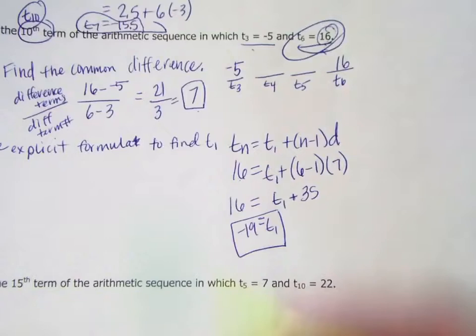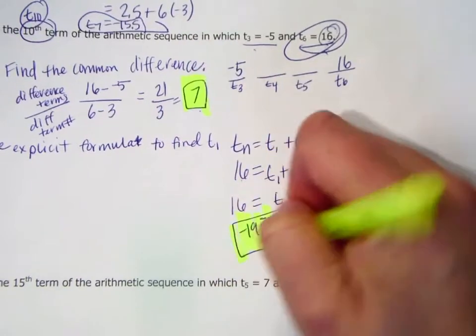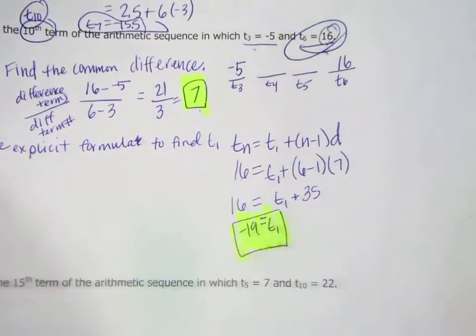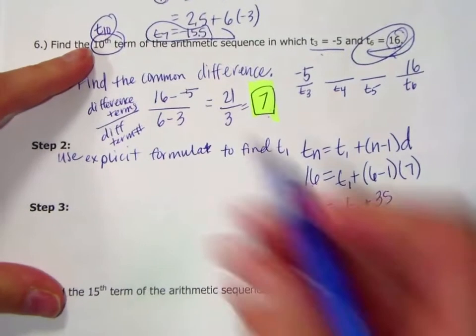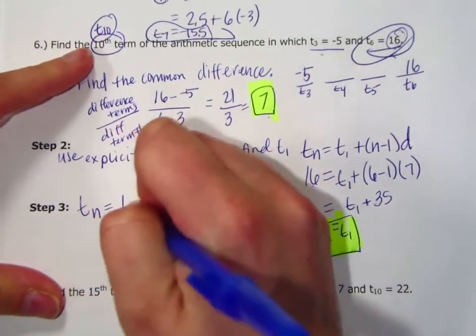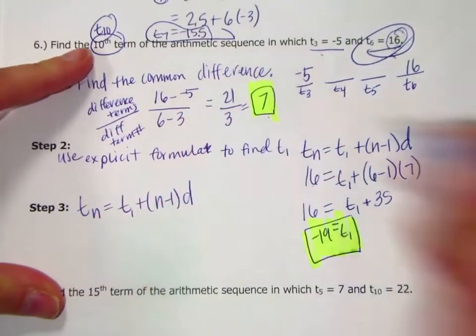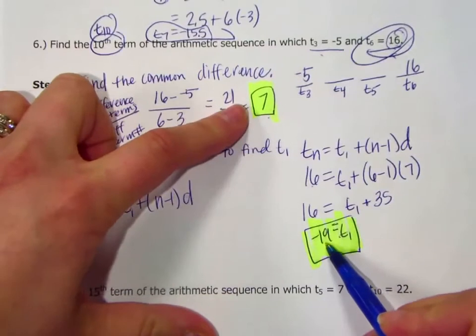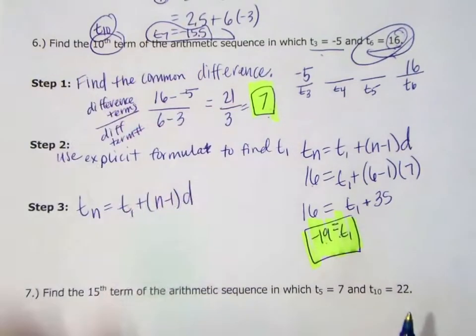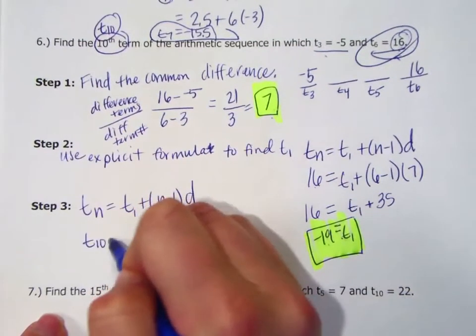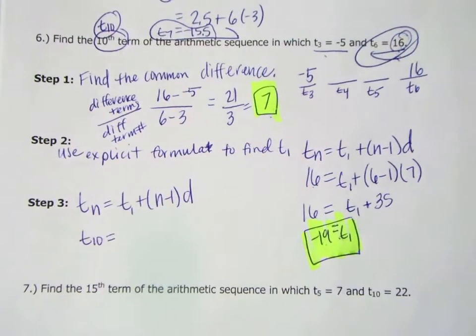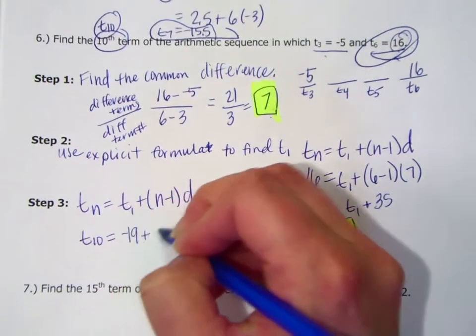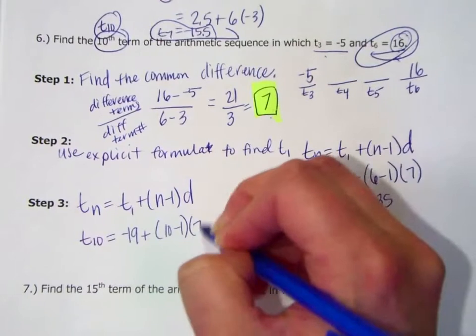Now we have the 2 things that we need. We have the common difference and we have the first term. Now finding that 10th term is no big deal. We'll go back to our explicit formula and plug in those 2 pieces of information that we know. The last step is just to use the first term and the common difference that we found. So we're looking for the 10th term. We found the first term is -19. And we found the common difference is 7.